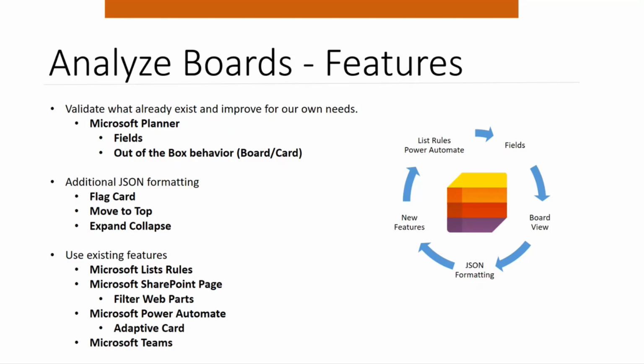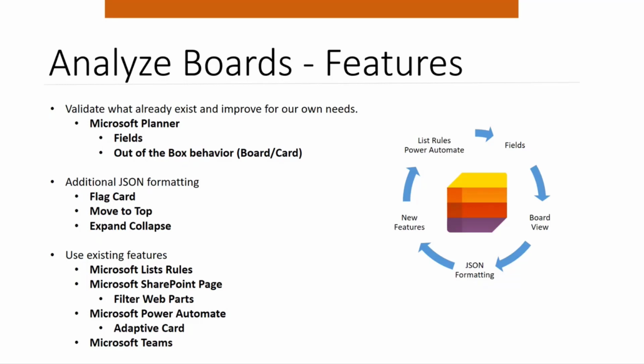What I identified is that Planner is a very good example of how we can use it, and I wanted to implement it on the list to improve the existing solution and respond to my own needs. I'm not saying this is a migration from Planner to Lists, but I want the same capabilities plus some additional features. So I use Planner as one of my bases of work. On top of the board formatting, I'm also going to include three different features: flag card, move to the top, and expand and collapse the cards.